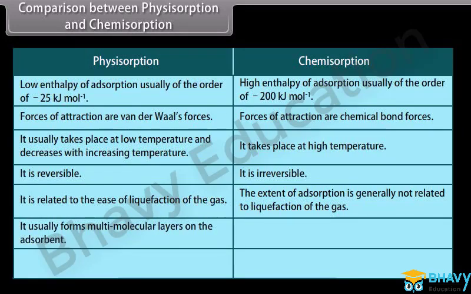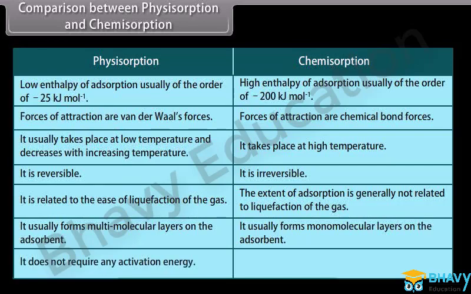Physisorption usually forms multimolecular layers on the adsorbent, whereas chemisorption usually forms monomolecular layers on the adsorbent. Physisorption does not require any activation energy, whereas chemisorption requires activation energy.